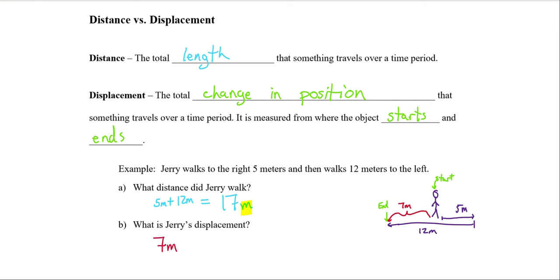However, displacement is a vector. And so that means we also need to include the direction. Which way does that end up? That ends up 7 meters to the left. So our key here is the distance is a scalar value. We can include just how big it is, but our displacement is our vector value. We always need to include how big and which direction.